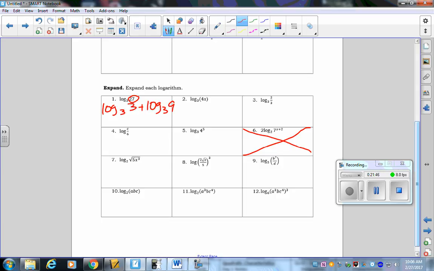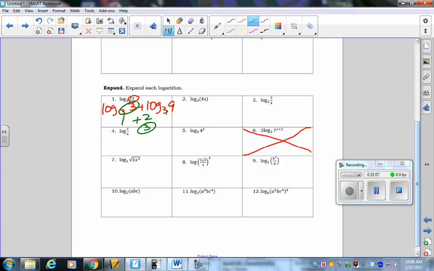Now, first of all, log base 3 of 27 can be simplified. 3 to the x equals 27. What does x equal? 3. 3 cubed is 27. So we're going to look at how to rewrite that. Log base 3 of 3 should give me 1. This is 2. 3 squared equals 9. So I have 1 plus 2 equals 3.